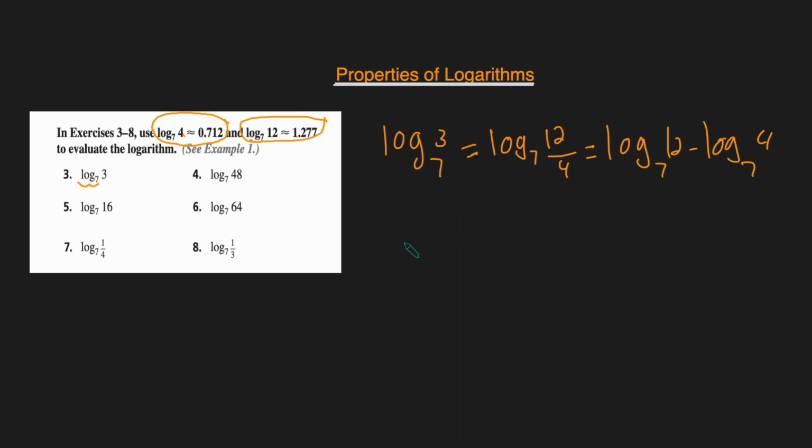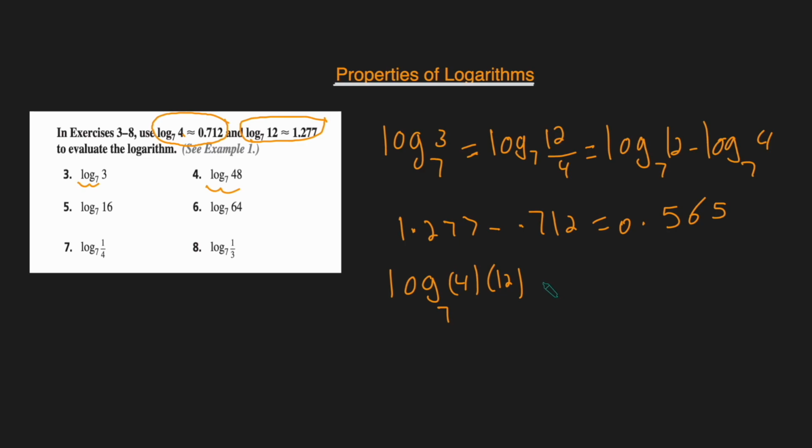Log base 7 of 12 is 1.277 minus log base 7 of 4, 0.712. And that would be 0.565. The next one, I need log base 7 of 48. If I multiply 4 by 12, I'll get 48. So log base 7 of 4 times 12, and that's equivalent to 48.